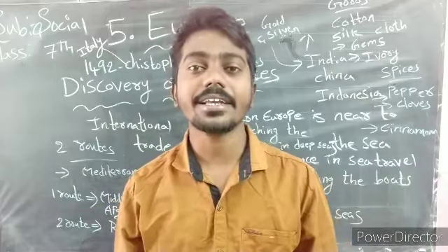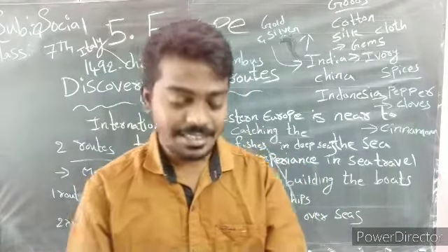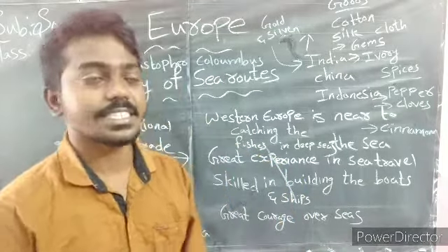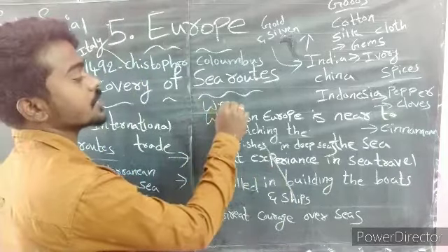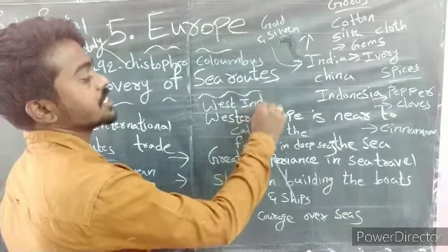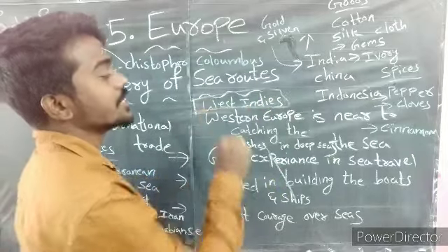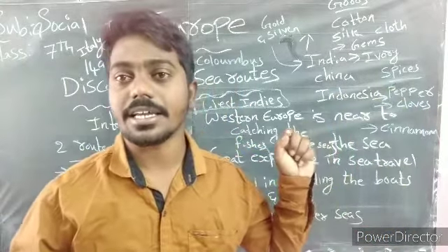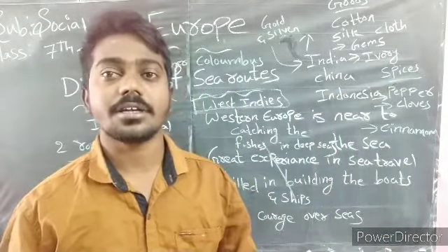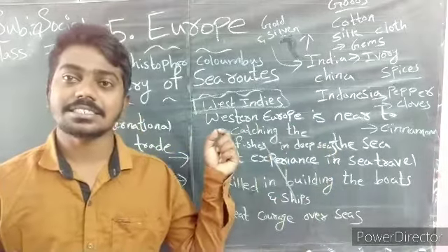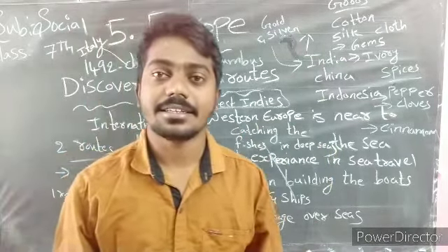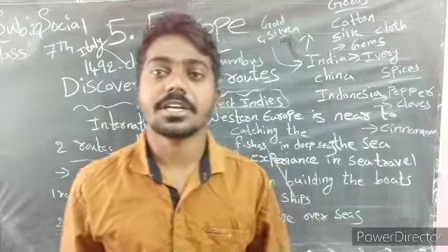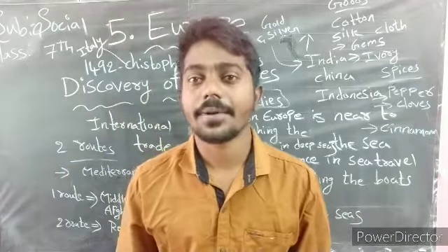I reached India, but that is not India. What is that? That is the Caribbean islands. Now we call them the West Indies. Okay, where did Christopher Columbus go? Yes, the West Indies. That is why he said, yes, I reached India, but he did not reach India. Christopher Columbus went to the West Indies near the American continent. That is why we say that Christopher Columbus discovered America in 1492.